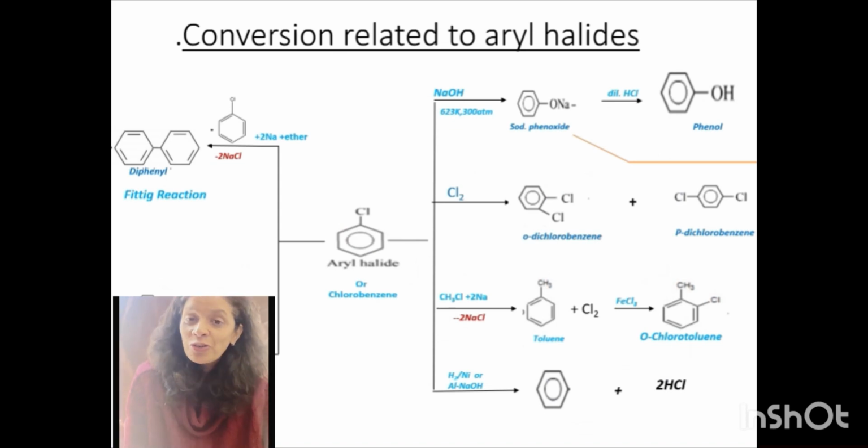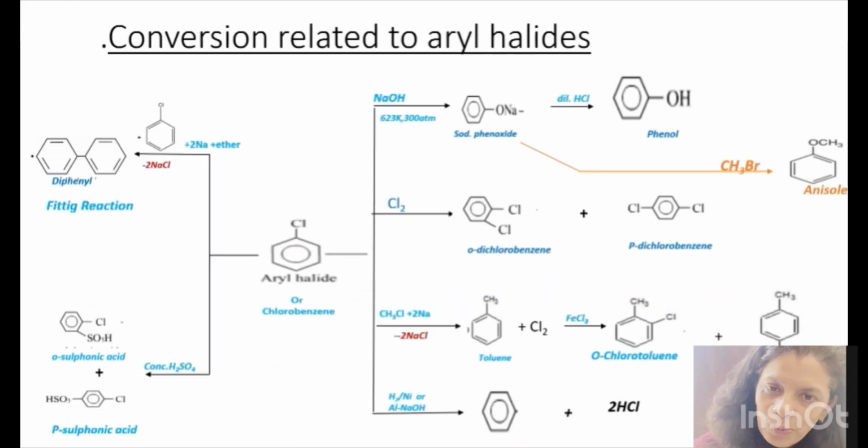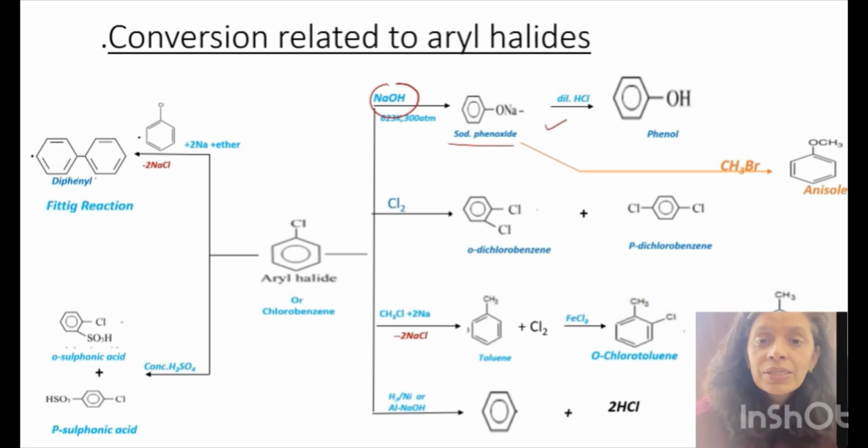Next is the conversion of aryl halide. Here we are taking chlorobenzene. Chlorobenzene, when treated with sodium hydroxide, will change to sodium phenoxide, which on treatment with dilute hydrochloric acid will get converted to phenol. This question is repeated many times, the conversion of aryl halide to anisole. Next, chlorobenzene is treated with Cl2, and it will get converted to orthodichlorobenzene and paradichlorobenzene. In this, paradichlorobenzene will be the major product and orthodichlorobenzene will be the minor product.